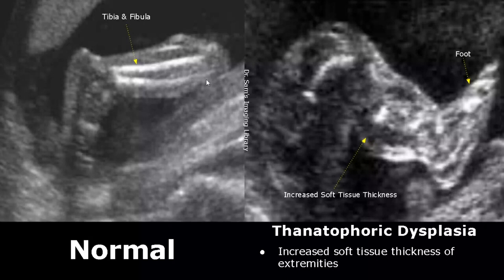On the left side, we can see normal soft tissue thickness in the legs, but in the image on the right, there is increased soft tissue thickness in the extremities. If we find all or most of these features, we can diagnose thanatophoric dysplasia.